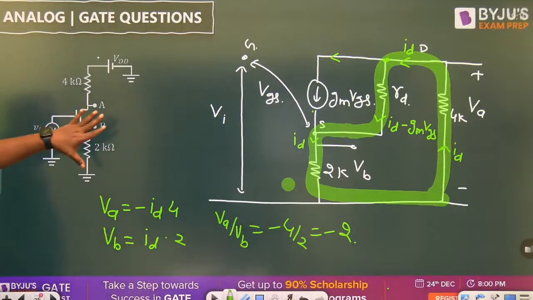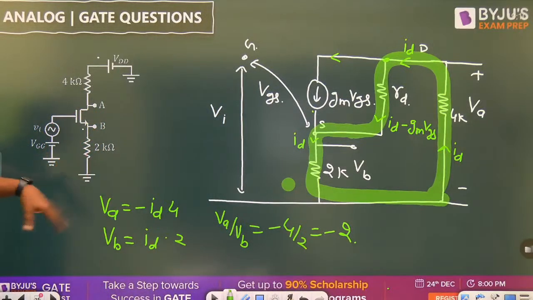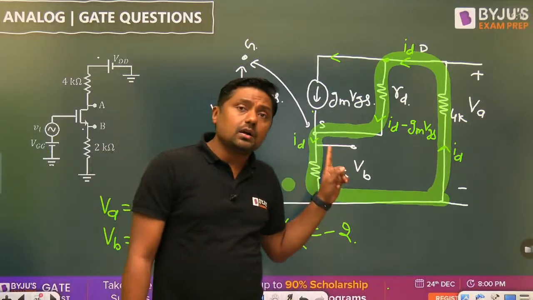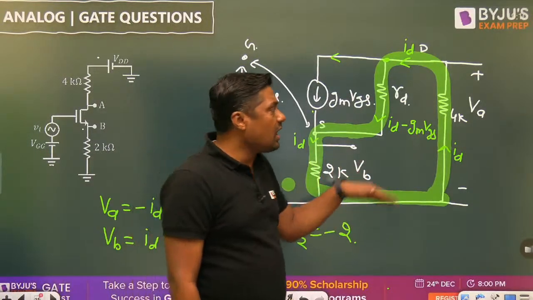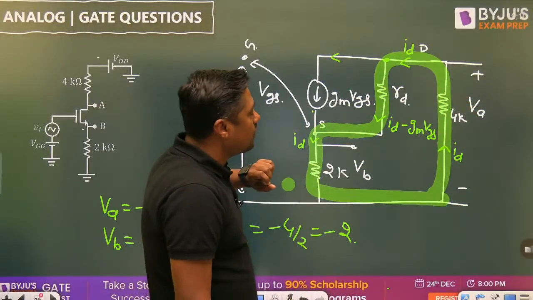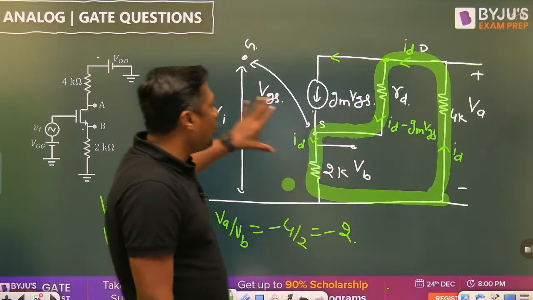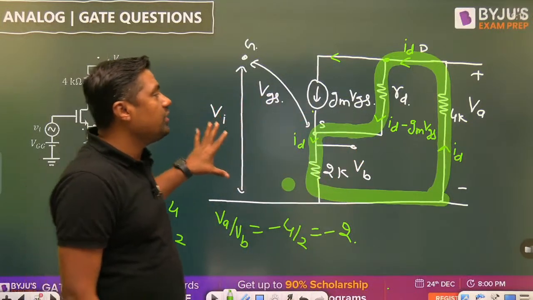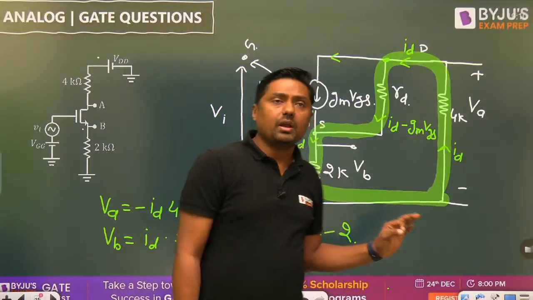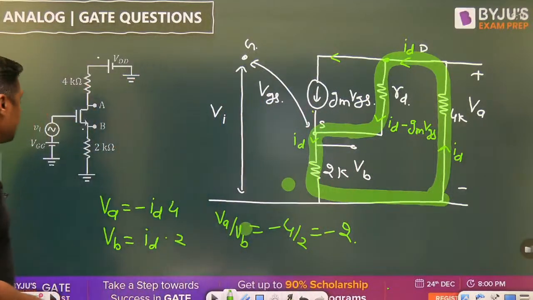Okay. This is clear, I think. So in this way we can find. Now if it is asked, remember this is a standard circuit. Next time they will ask what is the VA upon VI. From this again you can get the VA upon VI. What is the VB upon VI? Again you will get the VB upon VI. The model will remain the same. Okay. Next question.